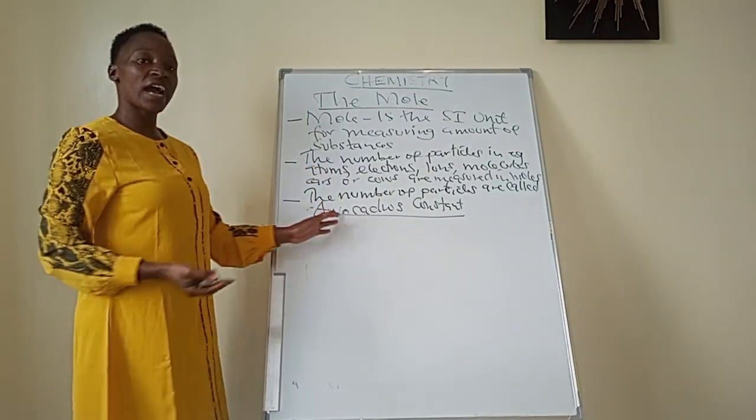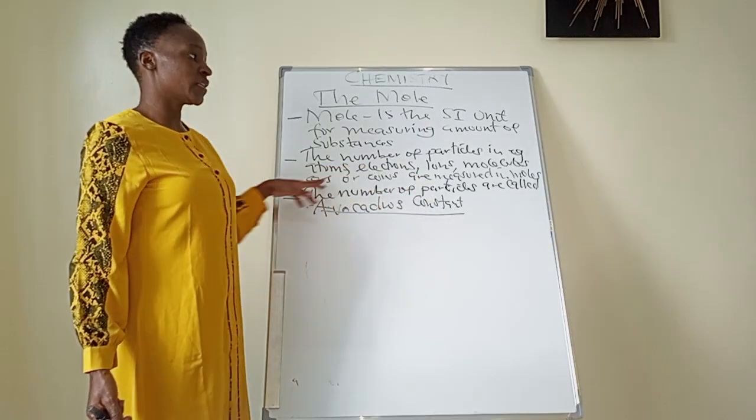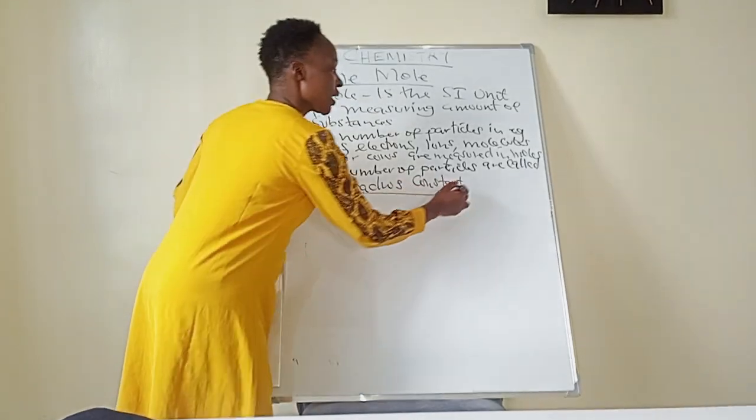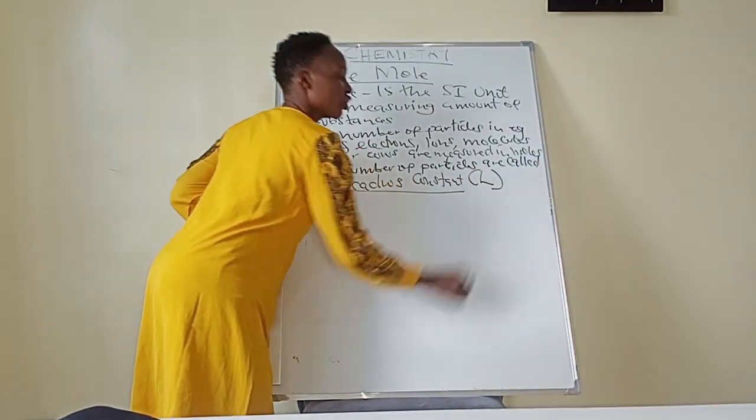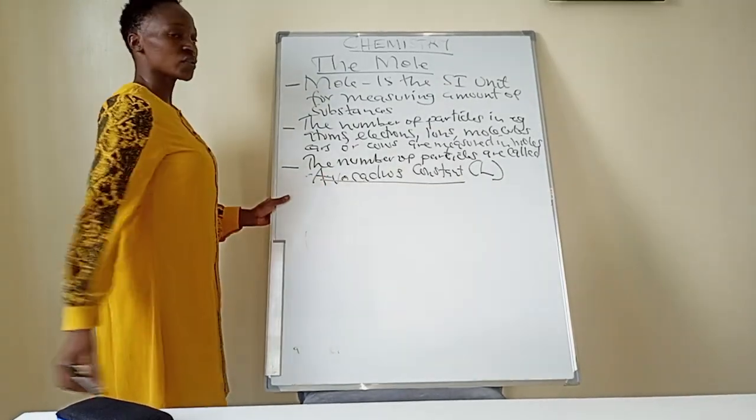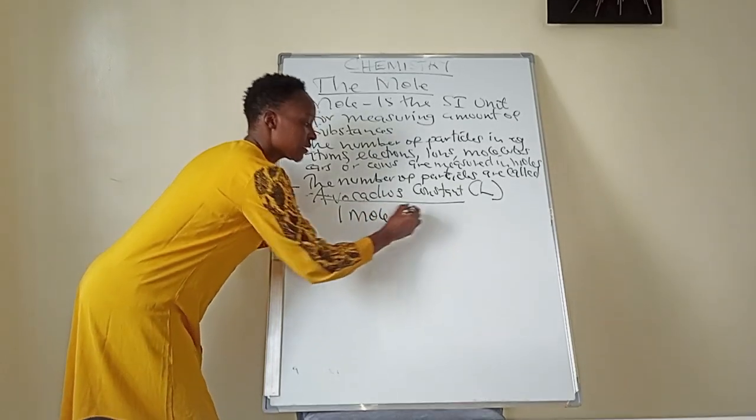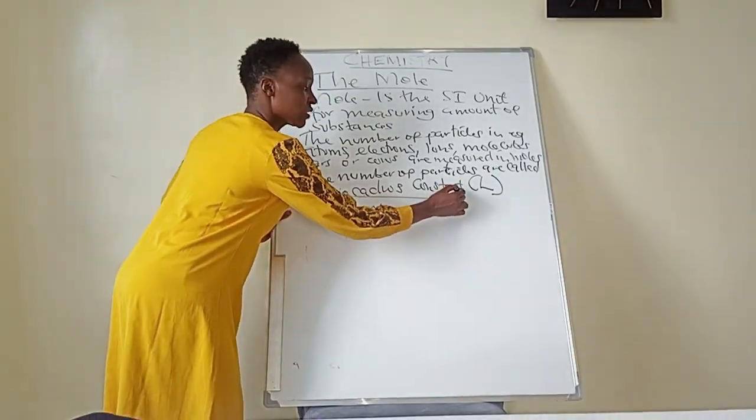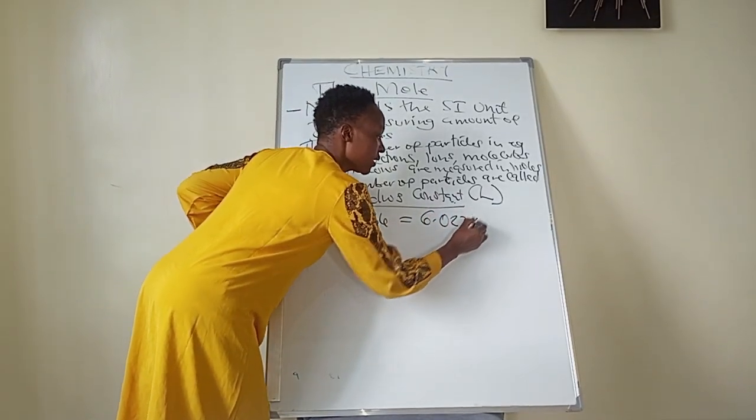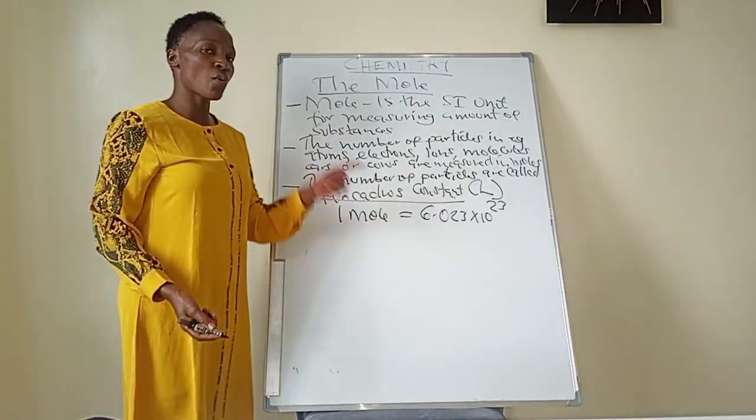So when you talk of Avogadro's constant, it means the number of particles are constant in each of these substances. And therefore, we found that this Avogadro's constant, we abbreviate as capital L. And therefore, if we talk of this Avogadro's constant, when we have 1 mole of a substance, it will have Avogadro's constant, which is equal to 6.023 times 10 raised to power 23. So that is when you have 1 mole of a substance.